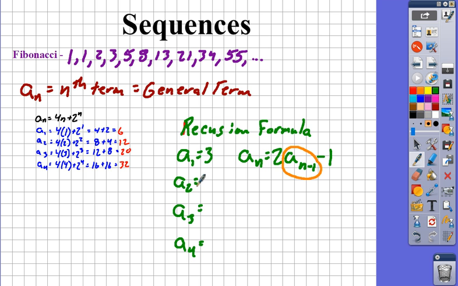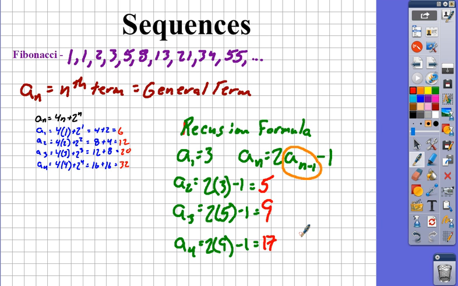So a sub 2 is going to be based on this answer. We're going to have 2 times the previous answer, which is 3, minus 1. 2 times 3 is 6, minus 1 is 5. Now we're going to use the 5 in the next one. So we do 2 times 5 minus 1. 2 times 5 is 10, minus 1 is 9. Now we use the 9 in the next one. 2 times 9, because it's the previous number, minus 1. 2 times 9 is 18, minus 1 gives us 17.